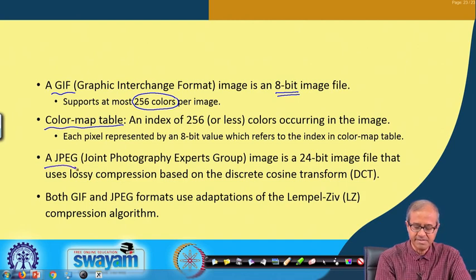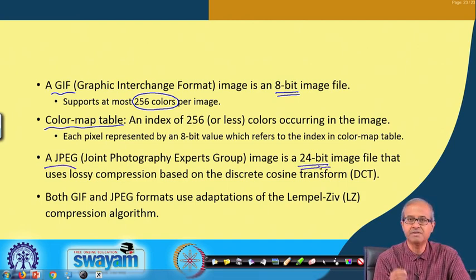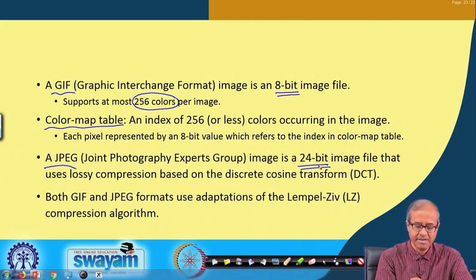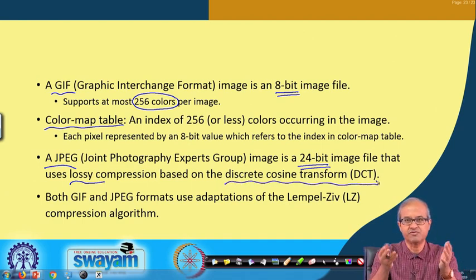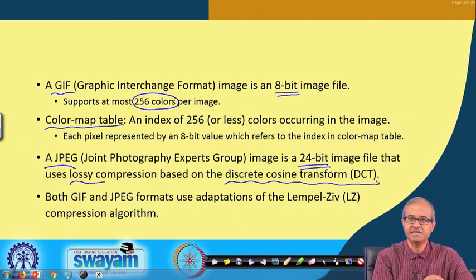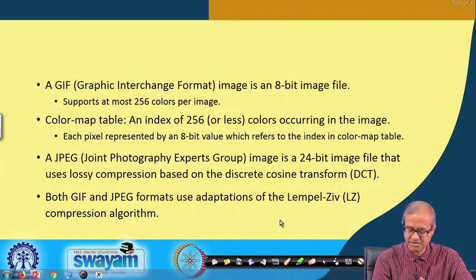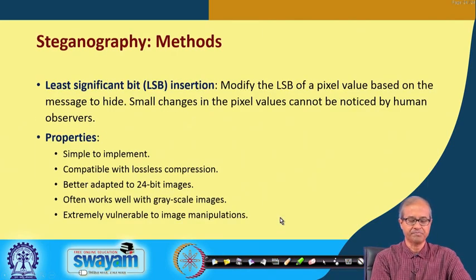JPEG, as I said, uses a 24 bit color format and uses lossy compression, because internally it uses the discrete cosine transform to make some transformations, compression, and then it generates the final JPEG file. And during that you can also adjust the quality of the final image. And they use the Lempel-Ziv compression algorithm. These are not very important to remember.